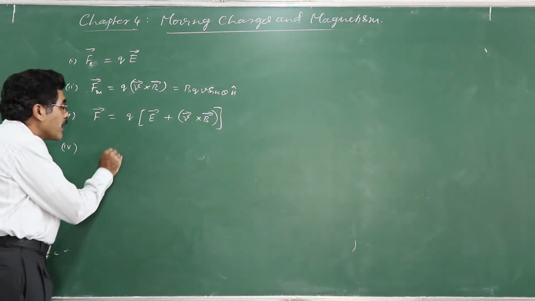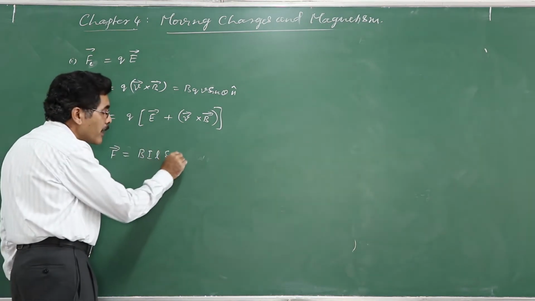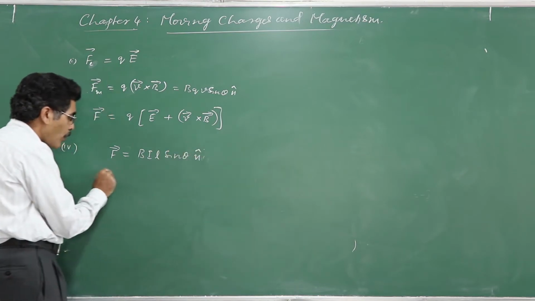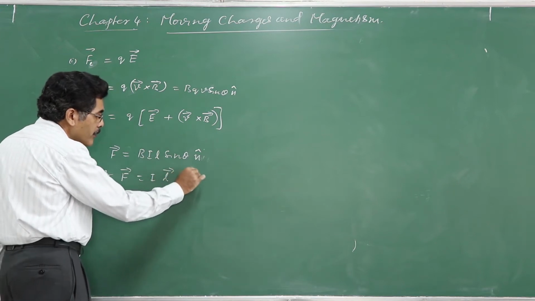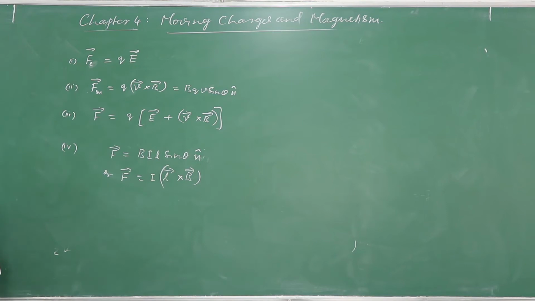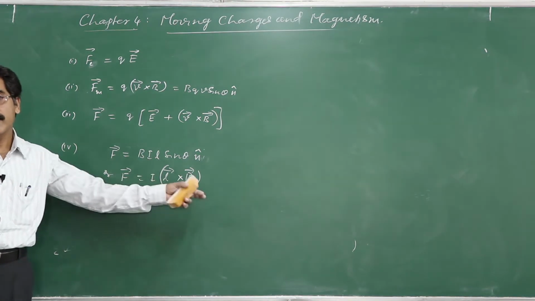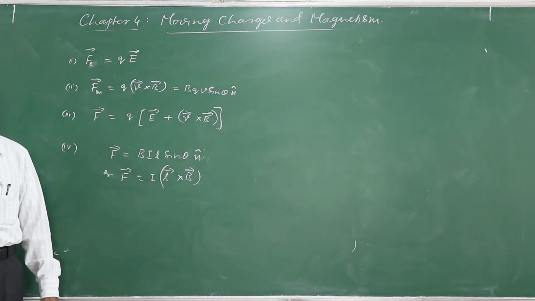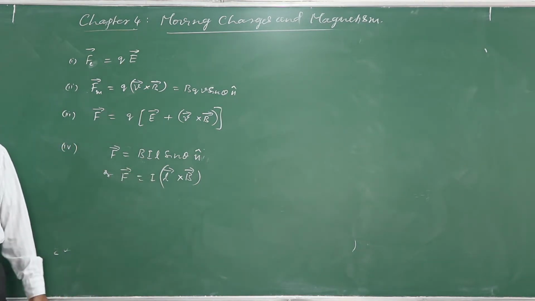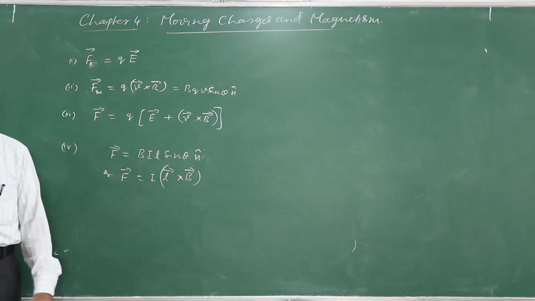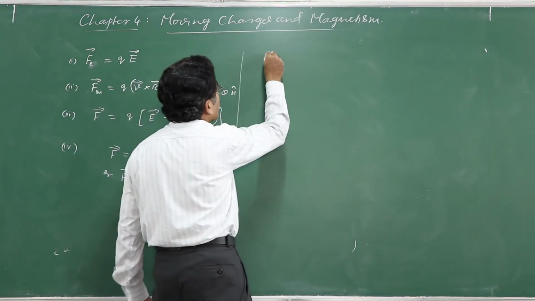The force experienced by a current carrying conductor kept in a magnetic field is given by BIL sin theta into n cap, or F is equal to I into L cross B. This force is always perpendicular to the plane containing both the current carrying conductor and the direction of magnetic field. So using this equation we can define the unit of magnetic field.